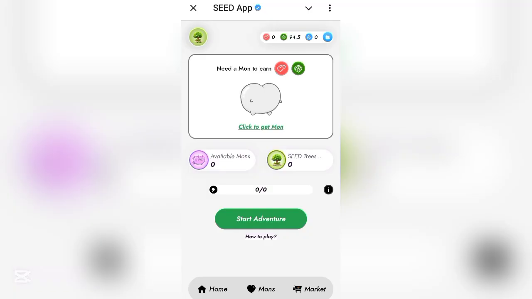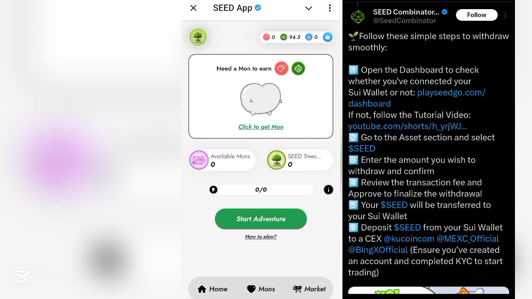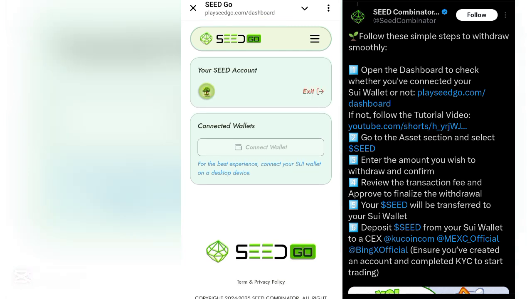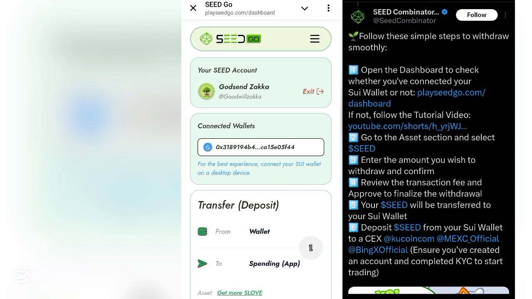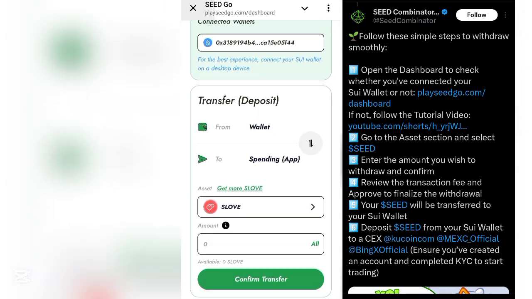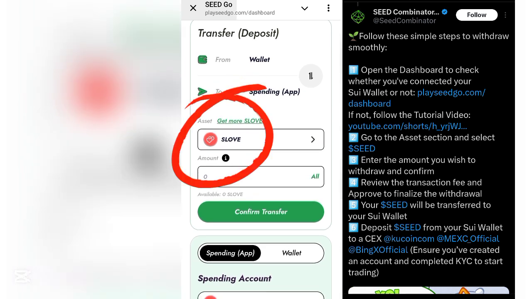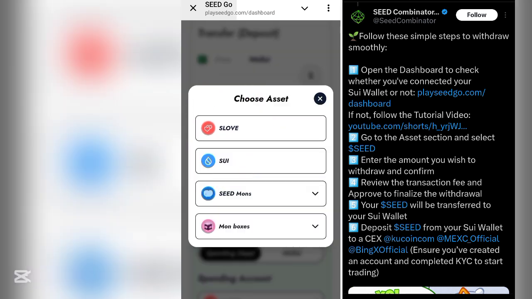So guys, once you log into your SUI dashboard, then you are going to click on this icon. Here you can see that the first step is open the dashboard to check whether you have connected your SUI wallet. So here you can see that I've connected my SUI wallet. The next step is you are going to scroll down. Then you are going to see asset. You can see asset slope. So you click on this asset and SUI is going to appear here.